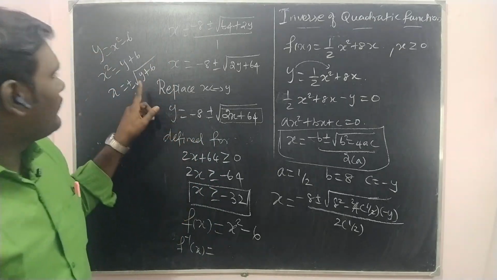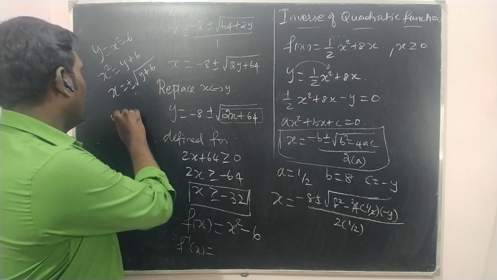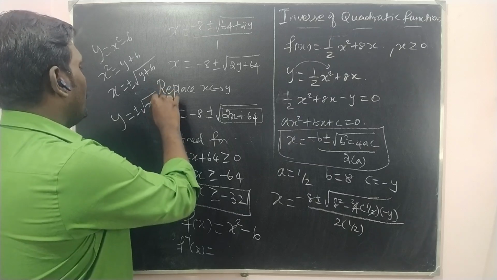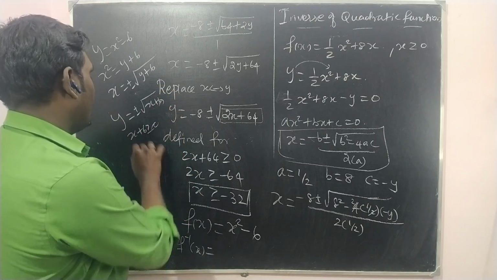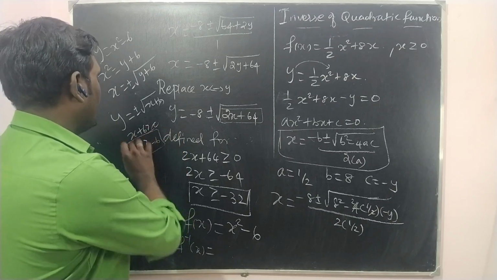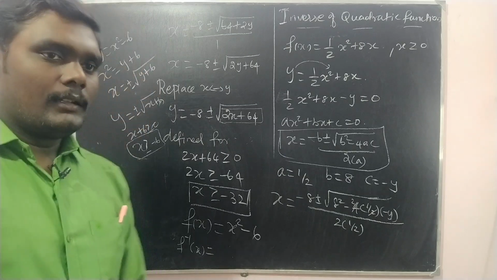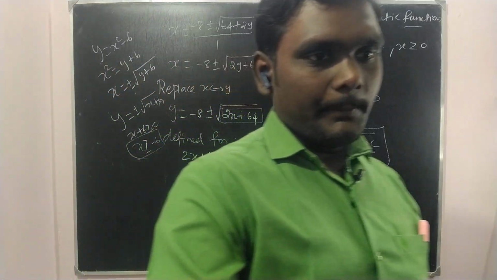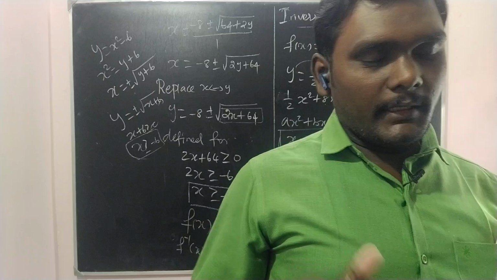Okay, and we have to replace this, right? Then y equals plus or minus square root of x plus 6. It is defined when x plus 6 is greater than or equal to 0, so x should be greater than or equal to minus 6. That is it. Okay. Try the same way for the other one. Simple question only. 4x whole square.